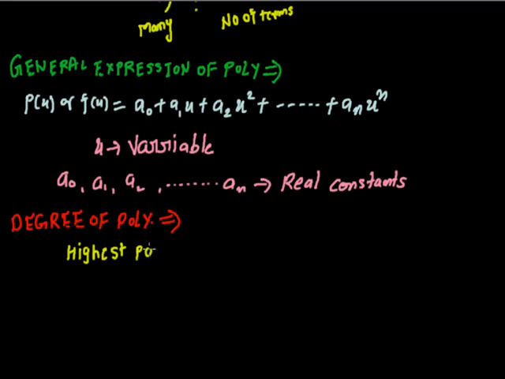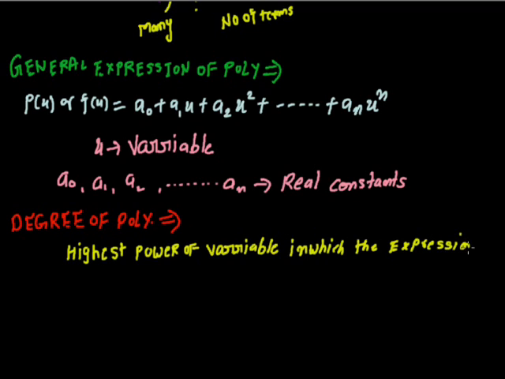So we can write it is the highest power of the variable in which the expression is defined. Here the highest power of x is n. So here we can say degree is equal to n. But the important condition is that the coefficient of the highest power should not be equal to 0. Then only we can say the degree of the expression is equal to n.